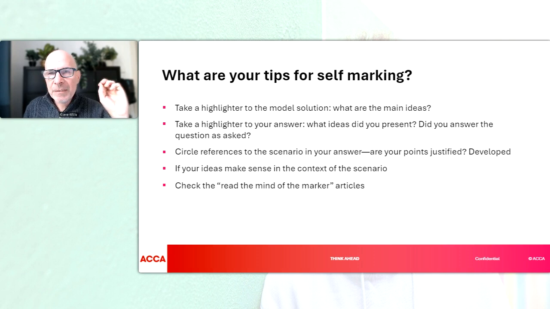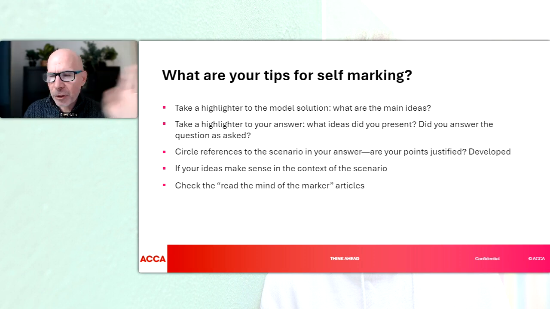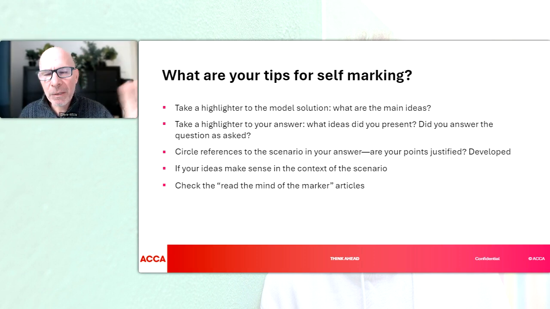Guys, tips for self-marking. What you need to do: take a highlighter to a model solution, print out that model solution. Now, you've got to go into the model solution. The number of words, you can't achieve that amount of writing in the time. So just don't even do that. Highlight the ideas. Now take a highlighter to your answer. Highlight your ideas. Are you in the same ballpark? Are your ideas similar? That's the first step.